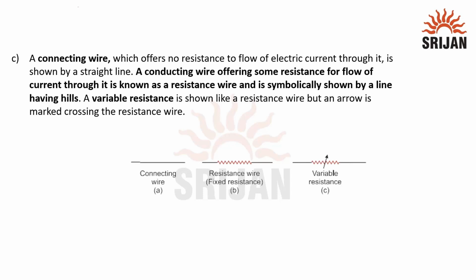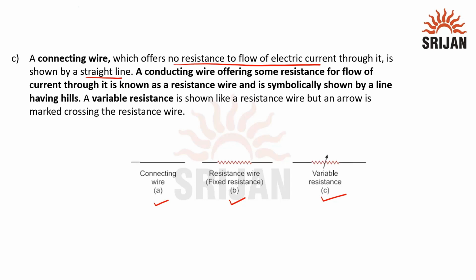Now we will see three symbols. The first symbol is of the connecting wire, the second symbol is of the resistance wire, and the third symbol is of the variable resistance. Let us see them one by one. A connecting wire is a wire which offers no resistance to flow of electric current through it, and it is shown by a straight line.